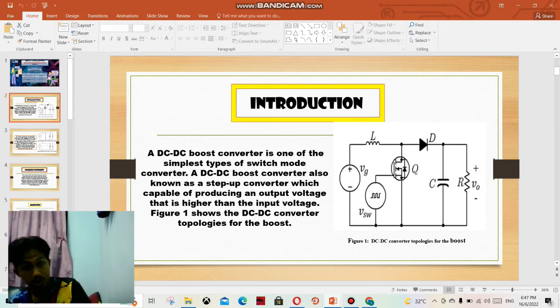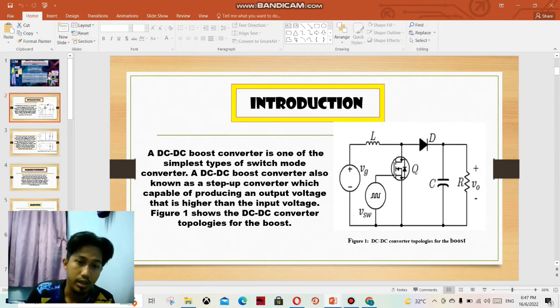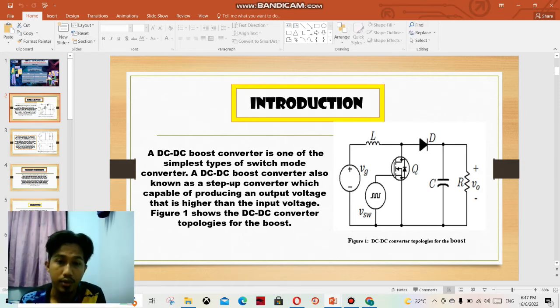I will explain. The DC-DC boost converter is one of the simplest types of switch mode converter. A DC-DC boost converter, also known as a step-up converter, is capable of producing an output voltage that is higher than the input voltage. Figure 1 shows the DC-DC converter topology for the boost.